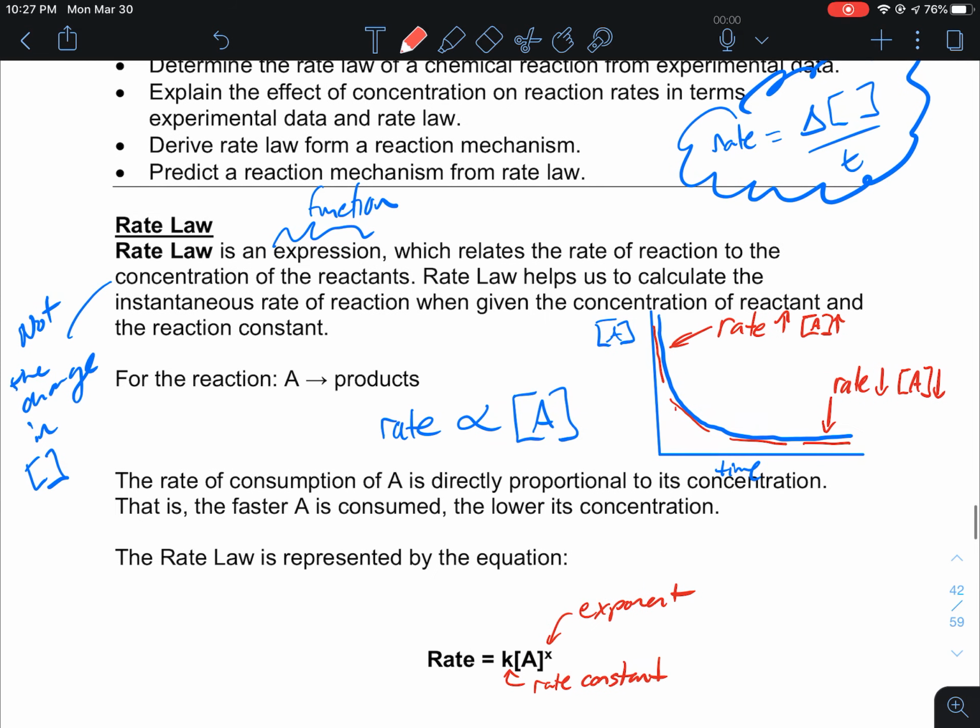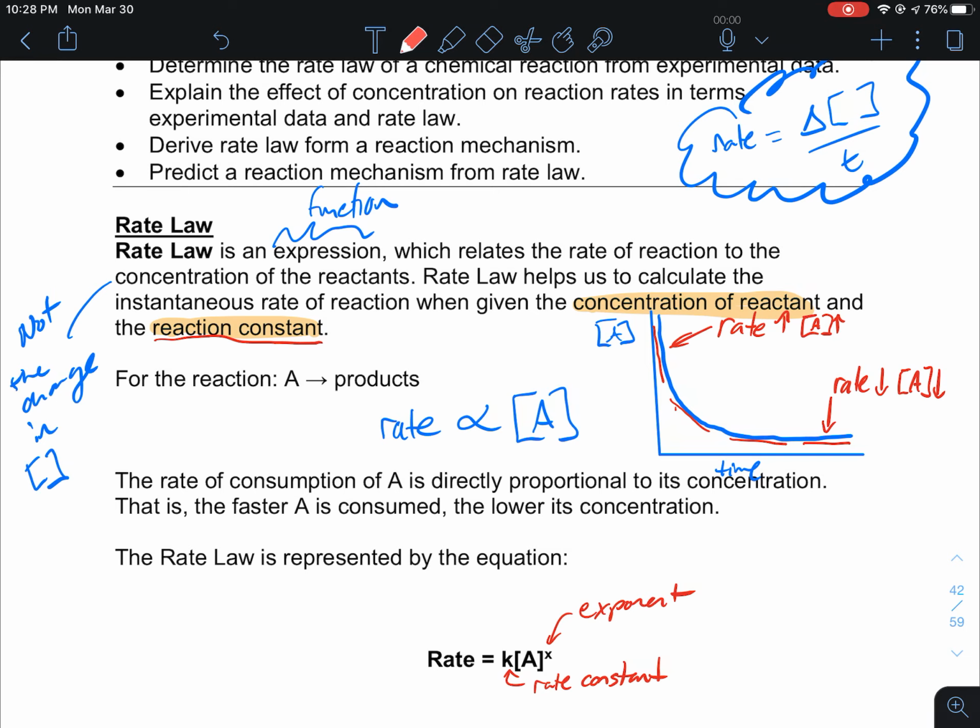So the rate law is simply an expression or a function that relates the rate of a reaction to the concentration of those reactants. This rate law helps us to calculate the instantaneous rate of reaction when given the concentration of a reactant and the reaction constant. This reaction constant is going to be a new concept that we have to come to terms with. But of course, we've been dealing with concentration of a reactant this whole time.